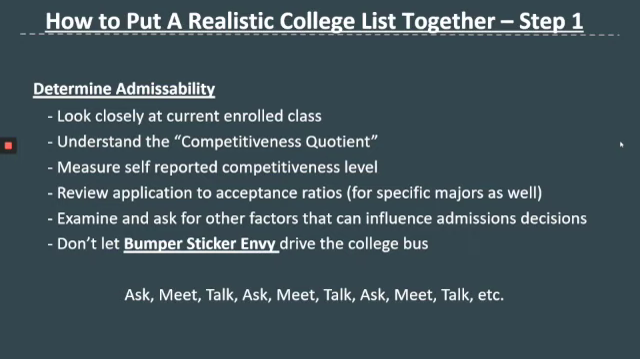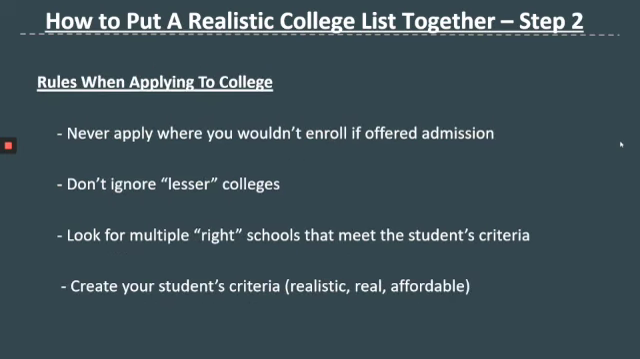Examine and ask for other factors that could influence admissions decisions. Those are all the non-academic things. Those are all the things relative to in-state and out-of-state, early decision, early action, and all those types of things. And then once again, we talked about not letting bumper sticker envy drive the college bus. You need to ask, meet, and talk with resources at the colleges you're considering, students who have applied, who are attending, and or who have graduated, and get the most information and the best information you possibly can so you're making educated decisions.